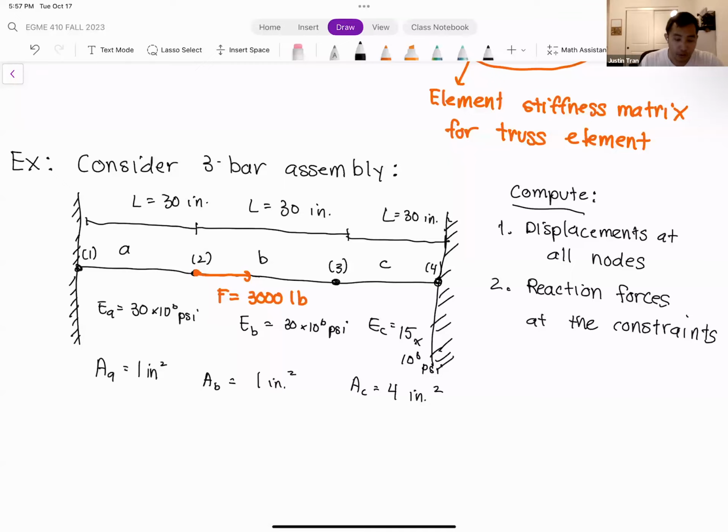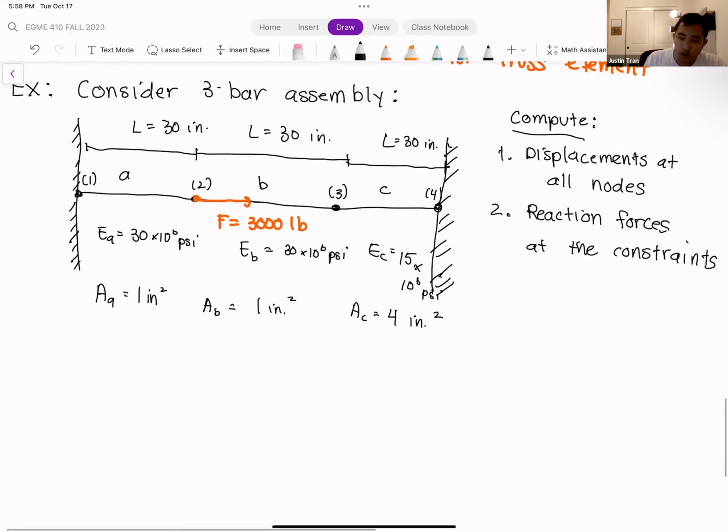Okay, all right. So let's go ahead and start our direct stiffness. You can think of it like an algorithm, but it's not really an algorithm. It's more a set of steps to do.